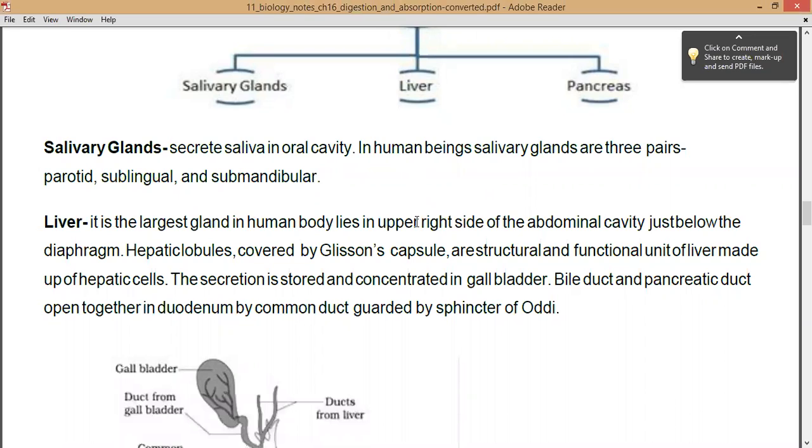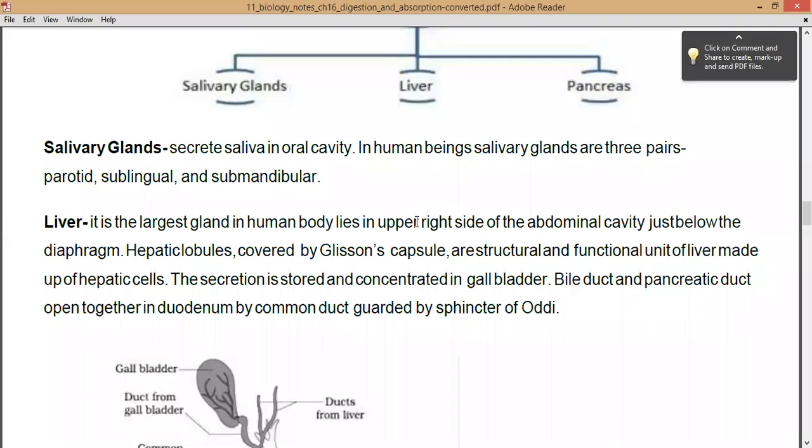Salivary glands secrete saliva in the oral cavity. Your salivary glands are present inside your mouth, between the jaw and the cheek. The function of the salivary glands is to secrete the saliva, and in human beings, it mixes with the food and is responsible for the digestion of carbohydrates.